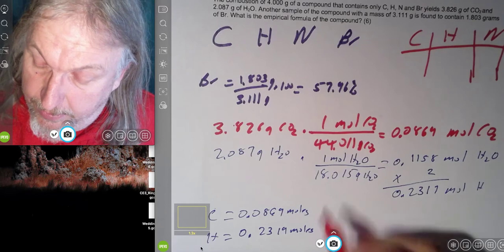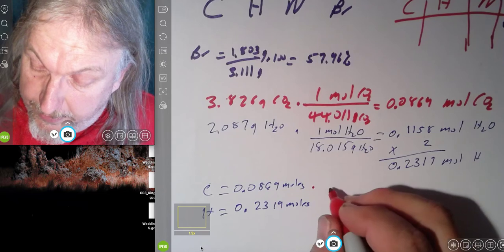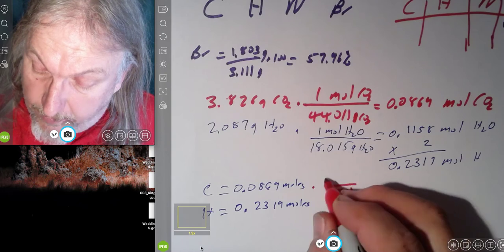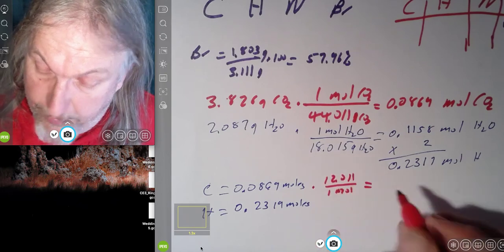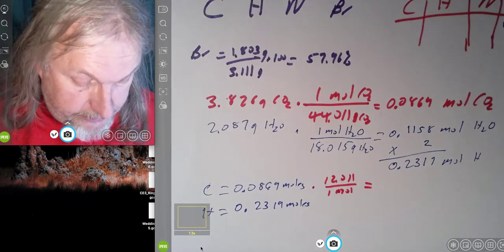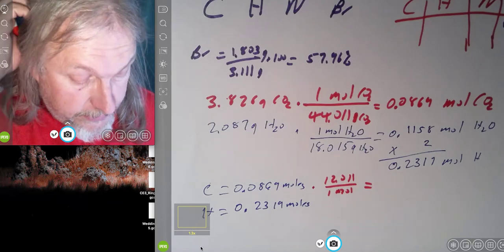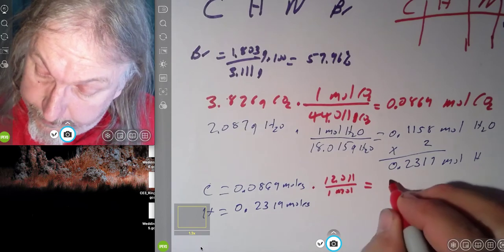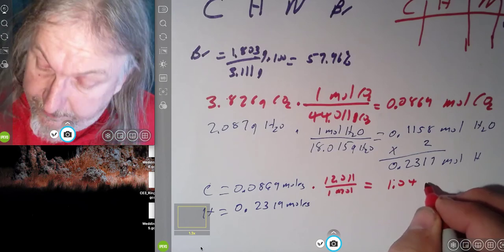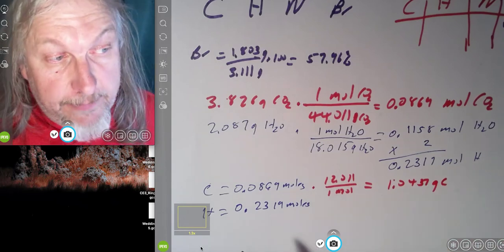Okay, so carbon, I've got that many moles. If I multiply it by the atomic mass of carbon, 12.011, that's going to give me 0.869 times 12.011. That's going to give me 1.0437 grams of carbon provided by the sample.